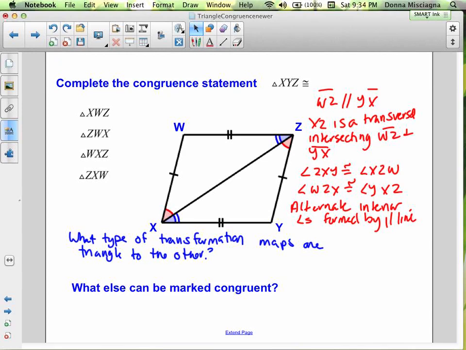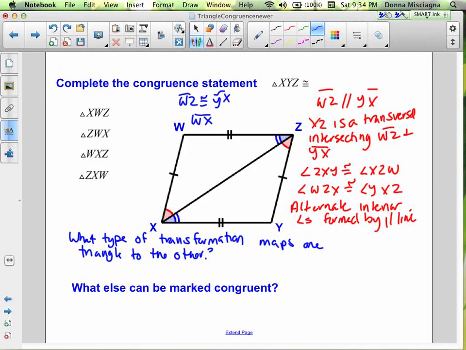For instance, we're told that WZ is congruent to YX. I should match them up exactly. And we're also told that WX is congruent to YZ. My congruent symbol looks really weird. You've got a little glitch in the board there. Maybe I should just move it over.